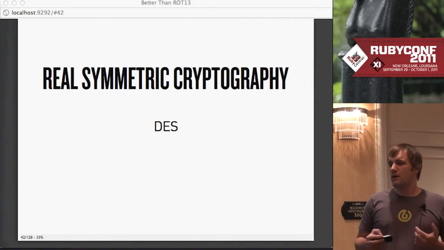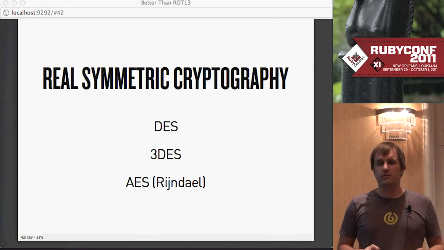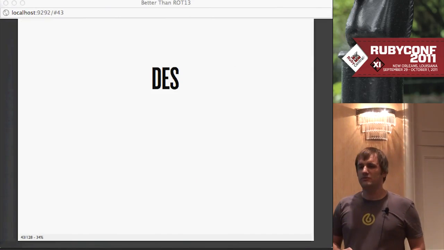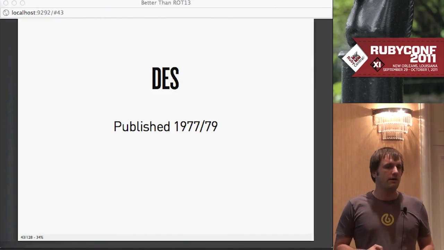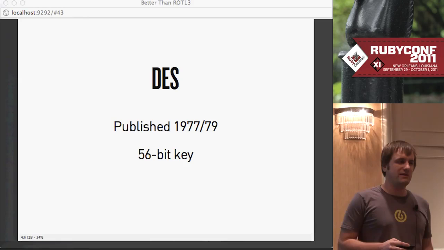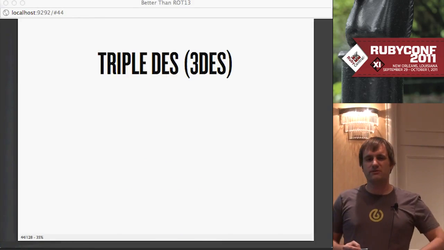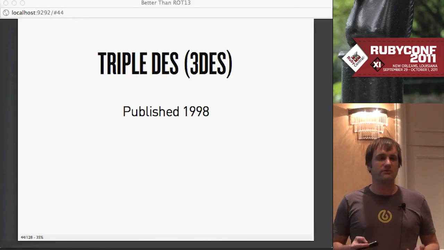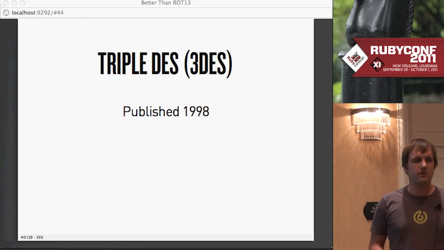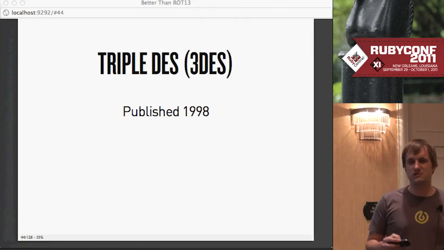So a couple of examples of real symmetric encryption are DES, 3DES, AES, also known as Rijndael. That is how you pronounce that word. DES was published in 1977, and it was standardized in 1979. It uses a 56-bit key, a 64-bit block size, and triple DES was introduced after it was determined that it wasn't enough. So that was published in 1998. Think about that. That was 13 years ago that we stopped using a 56-bit key for pretty much anything.